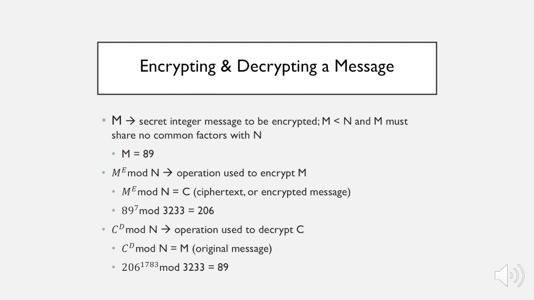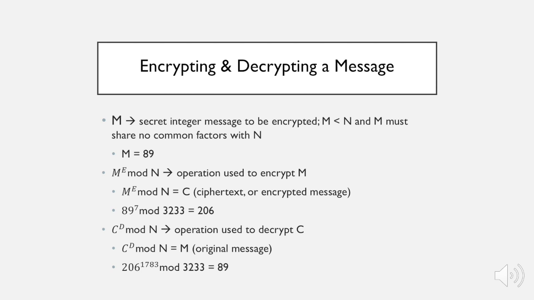The sender sends this encrypted message m to the e power mod n, the result of which is known as c, for ciphertext message, to the key generator. In our example, c is equal to 206, because 89 raised to the 7th power mod 3233 is equal to 206.